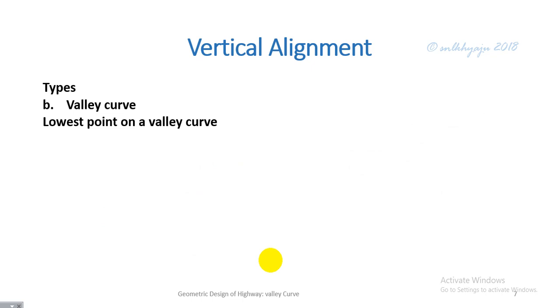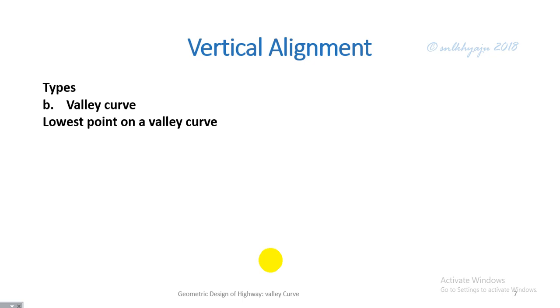And for the lowest point on the vertical curve, the valley curve, we need the lowest point on the valley curve for drainage consideration as well as for the placement of crossing structures on that valley curve.